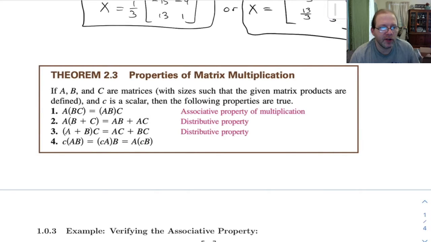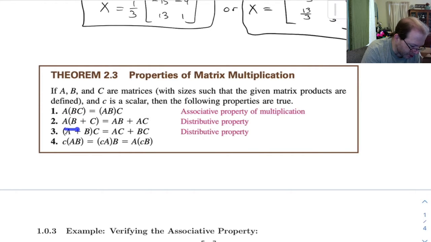Matrix multiplication also has a bunch of properties that are similar to multiplication with plain real numbers, and this chart from the book tells us some of it. Matrix multiplication is associative, which means if you've got three things and you want to multiply them together, it doesn't matter if you multiply the first two and then multiply that times the last, or if you multiply the second two together and then multiply the first one times that.